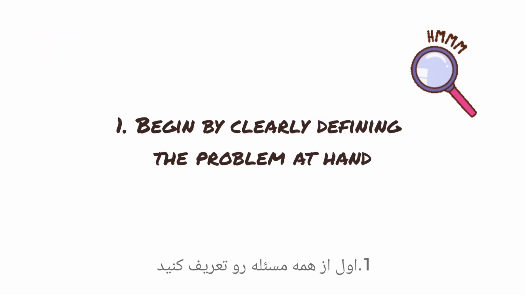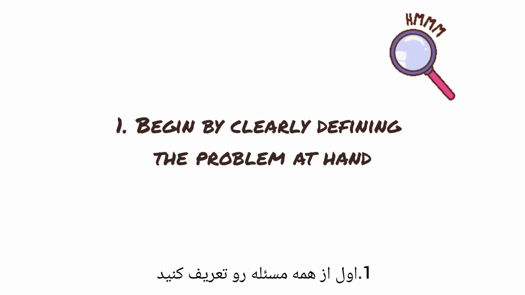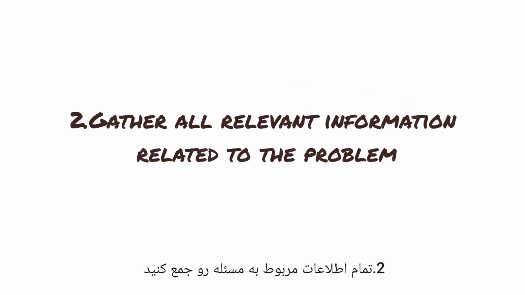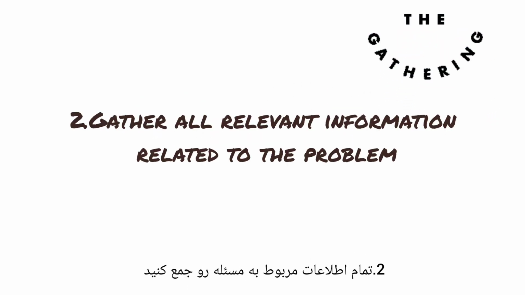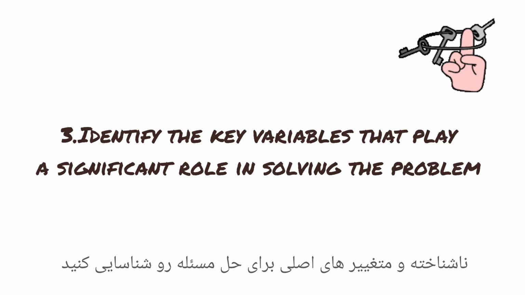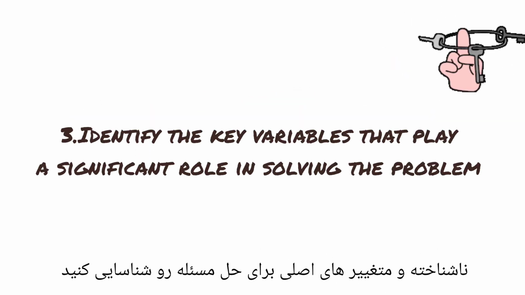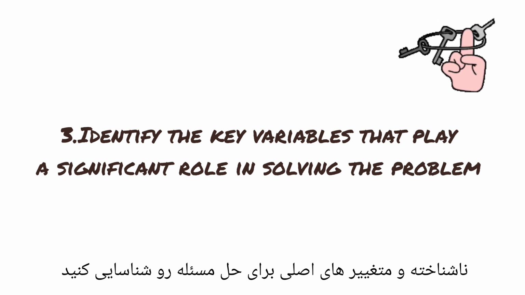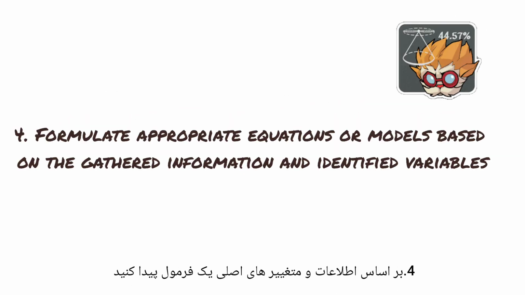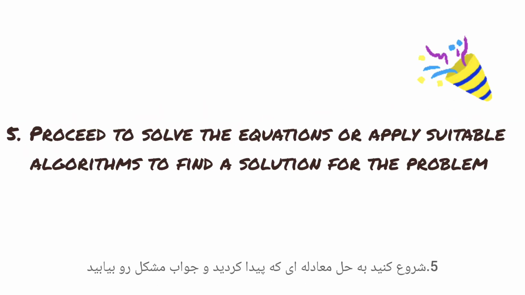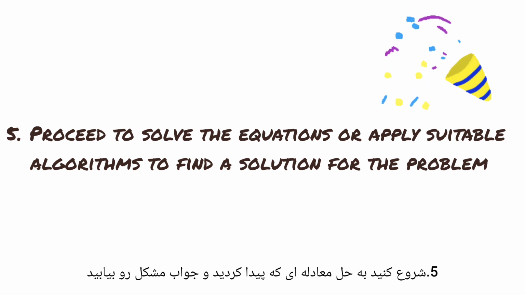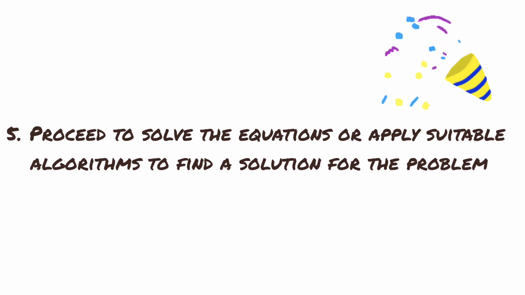Well, in your thinking process, follow these steps. Begin by clearly defining the problem at hand. Gather all relevant information related to the problem. Identify the key variables that play a significant role in solving the problem. Formulate appropriate equations or models based on the gathered information and identified variables. Proceed to solve the equations or apply suitable algorithms to find a solution for the problem, which we will discuss.